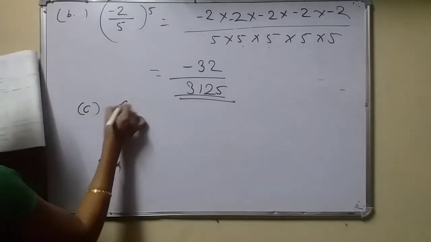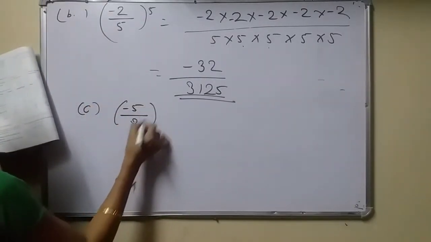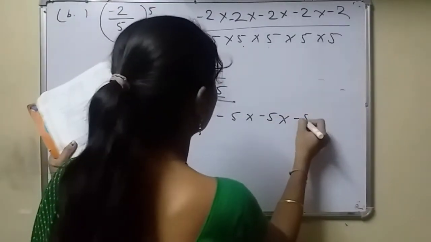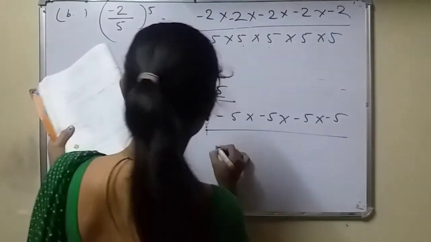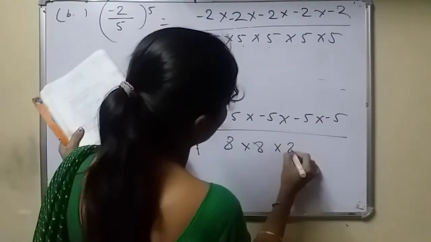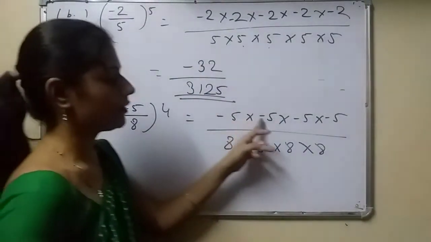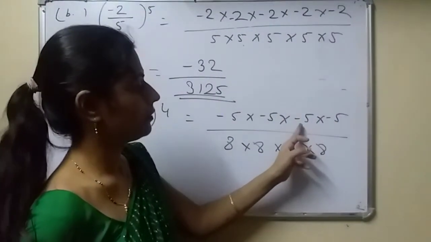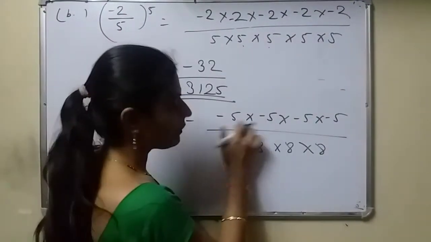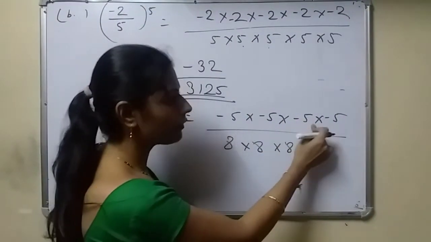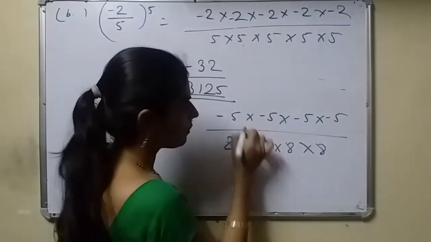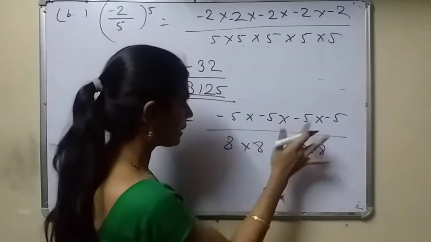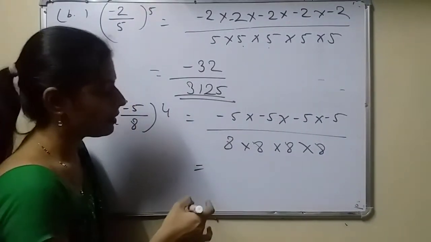See, minus 5 by 8 to the power 4. Now see, minus 5 multiplied by minus 5, minus 5, minus 5, divided by 8, 8, 8, 8. Now see, 5 5s are 25, positive it will become. Sorry, 5 5s are 25, 25 5s are 125, 125 5s are 625. Now here 4 numbers are given, in 4 numbers negative sign is given, it means even number of negatives.